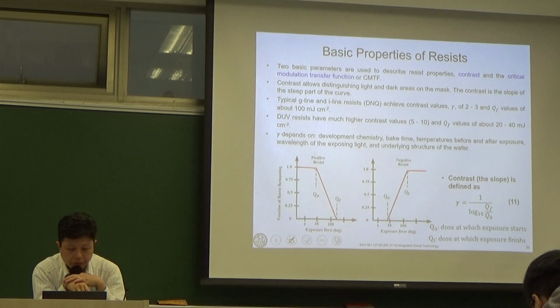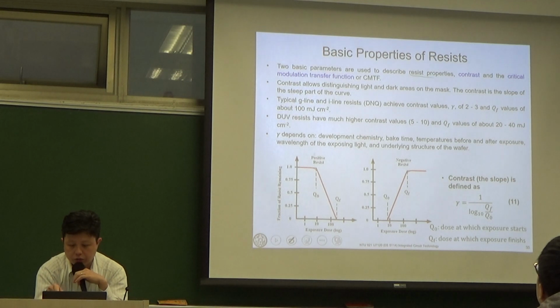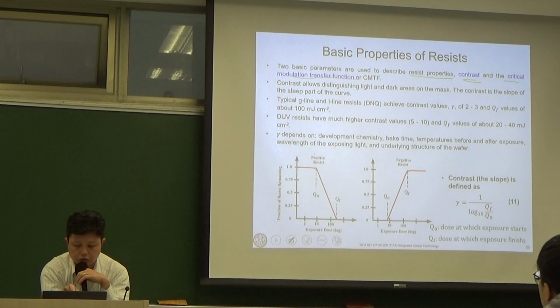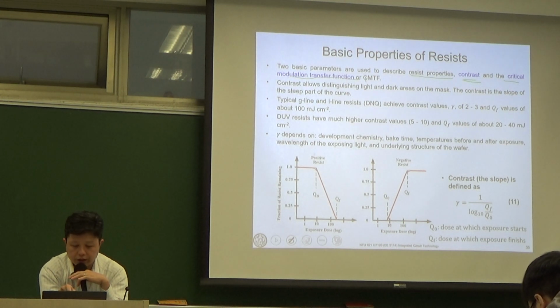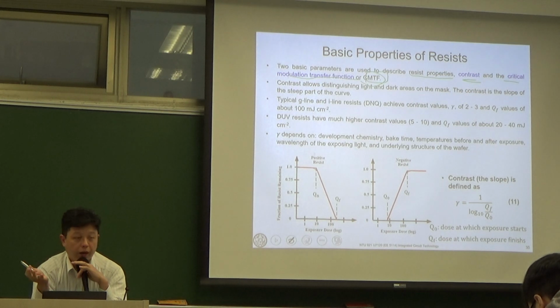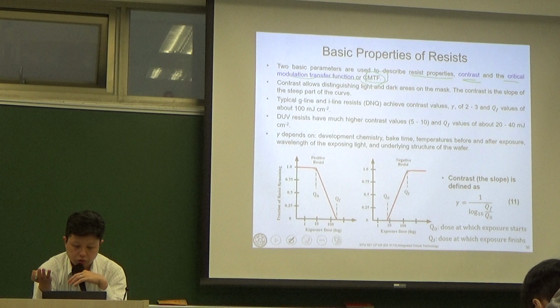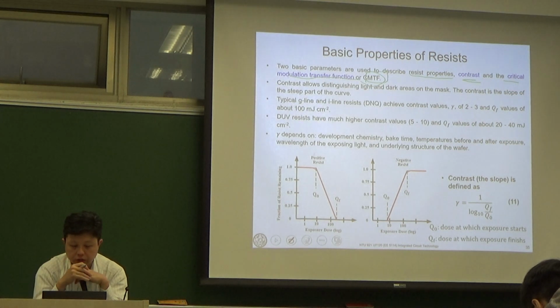And those are the basic parameters to describe the resist: the contrast and the critical modulation transfer function. We call it CMTF. So in the exposure system, we describe MTF, but right now for the resist, there's another figure of merit, we call it CMTF, critical modulation transfer function. Okay, there's a similar idea, and we'll see that later.